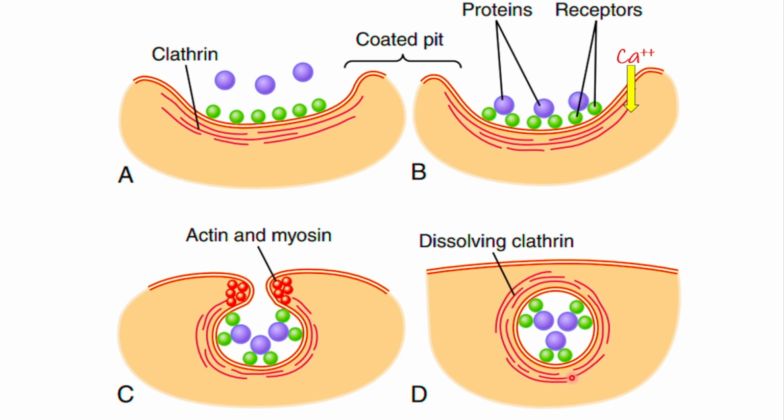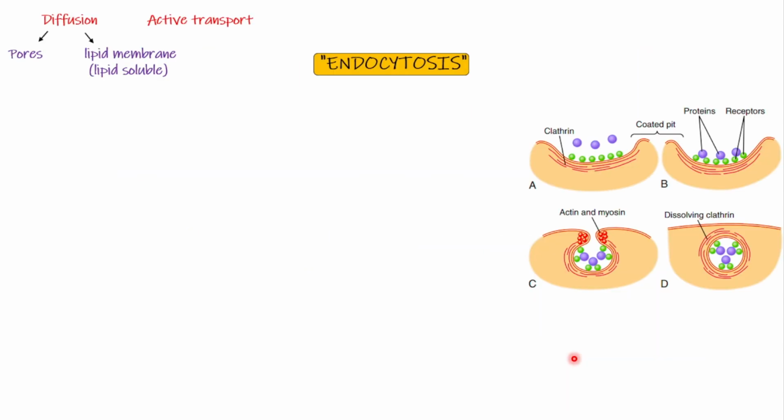So this is the whole mechanism of endocytosis. First, the molecules attach to the receptors, then there will be depolarization and movement of calcium ions in. When the calcium ions move in, the contractile proteins will contract and the pit will start to move inside and its edges will fuse, forming the endocytotic vesicle. That's how these molecules move inside the cell by endocytosis.